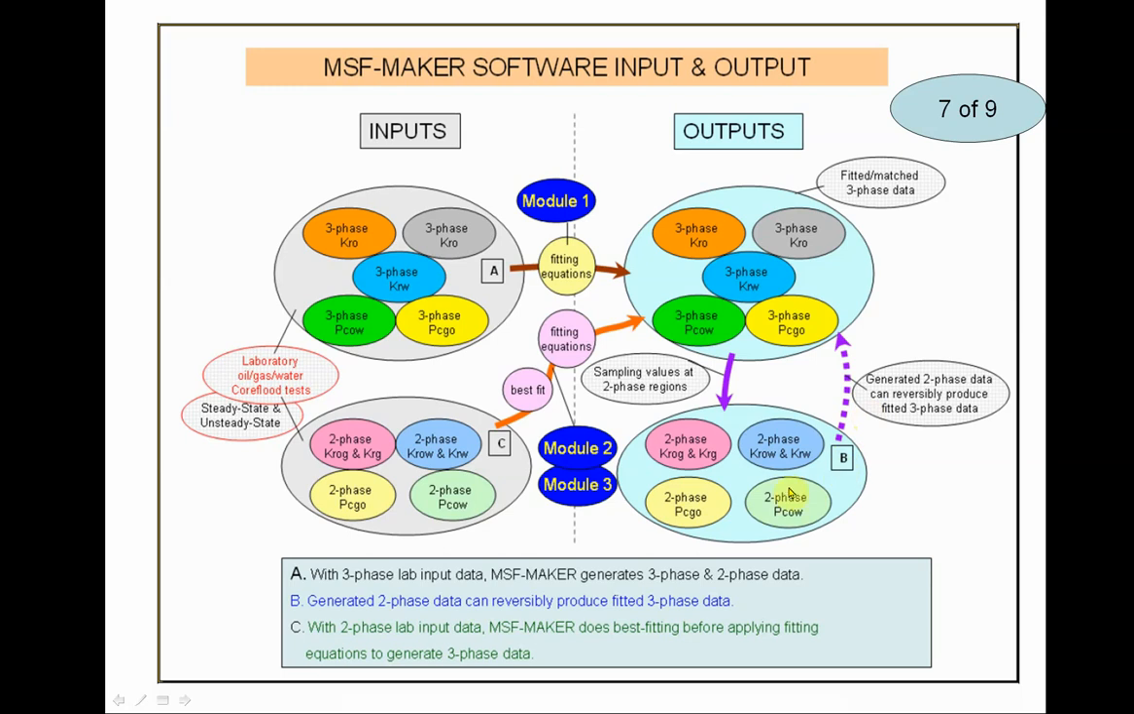B, you use two-phase generated data to reversibly produce three-phase data. We will show you when we run the software. If you have two-phase data, you can use module 2 or module 3 to give you three-phase data as well as two-phase data.